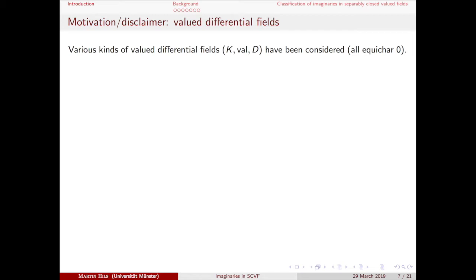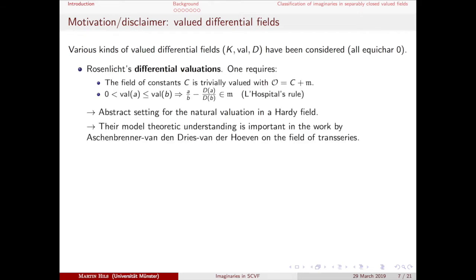What is a valued differential field? Here you have a field which is at the same time a differential field and a valued field. And various of these have to be considered in model theory. Now, the following examples will all be in equicharacteristic 0. So Rosenlicht, for example, called it differential valuations. What does he require? That the field of constants is trivially valued, that the ring of integers is equal to constants plus maximal ideal, and an abstract version of L'Hopital's rule. So if you have an element a which is of positive valuation and b of valuation bigger or equal to valuation of a, then a/b minus a'/b' must be of positive valuation, i.e. in the maximal ideal.